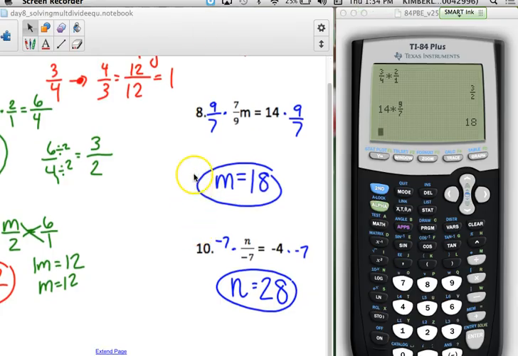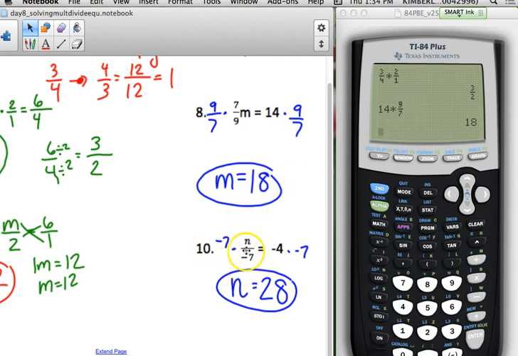Number 8, I had 7/9, so I had to multiply by the reciprocal, which was 9 over 7. So 9 divided by 9 will go away, 7 divided by 7 goes away, and you're left with a 1m. And then you just have to multiply by 9 sevenths on the other side. So I just did 14 times, and then my green button, y equals, enter, and then did 9 over 7. Again, if you did it by hand, you would say 14 times 9, and then divide that answer by 7 to get 18.